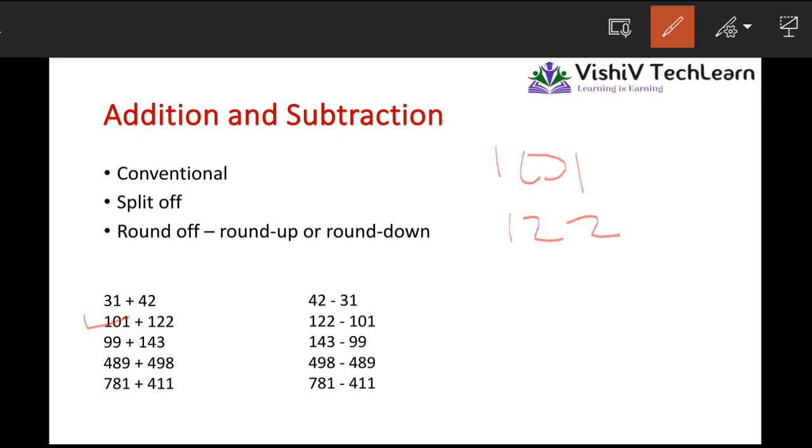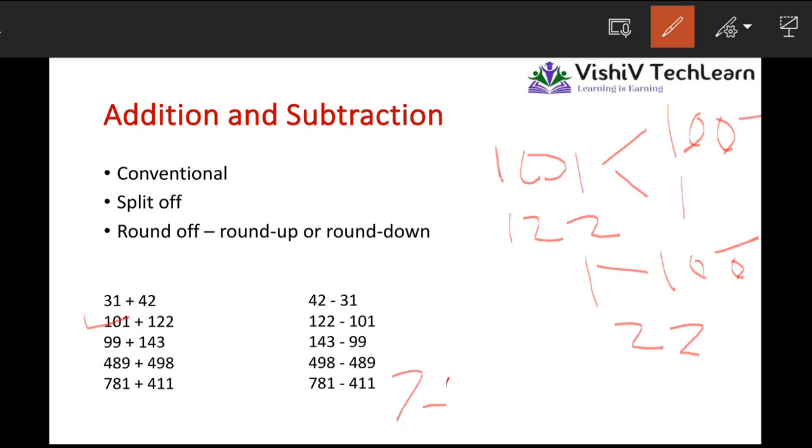Now let's use this split off method for the second example, that is 101 and 122. Okay, so 101 can be split into two parts as 100, right, and 1. And 122 can be split off into again two parts, that is 100 and 22. Now when we add 100 and this 100, we get the answer as 200. Okay, and when we add this 1 and this 22, we get the answer as 23, and therefore the final answer will be 223. Okay, so this is how you can use it.